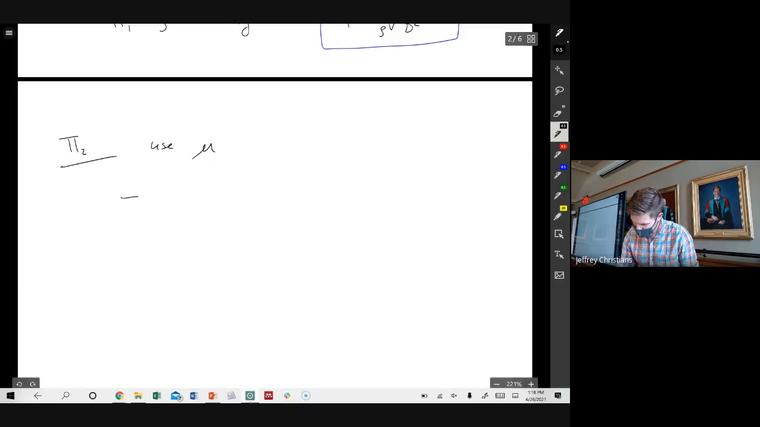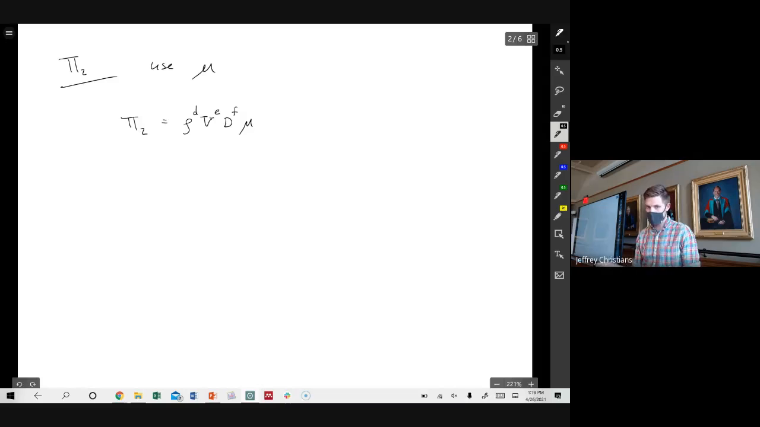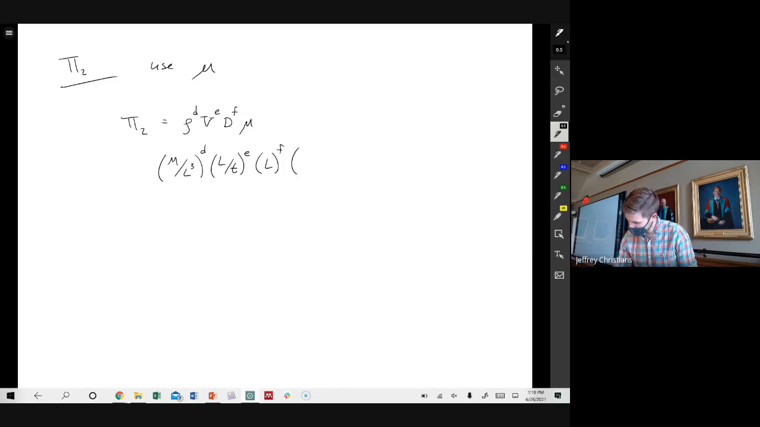So for pi2, again, we do the same thing. So rho to the d plus velocity to the e plus diameter to the f times mu. And we're going to choose d, e, and f so that all the dimensions cancel each other out. So in this case, we have mass per length cubed to the d. We have length per time to the e, and we have length to the f. And our dimensions on viscosity are mass per length time. And again, we want to choose this so that it's mass to the 0, length to the 0, time to the 0.